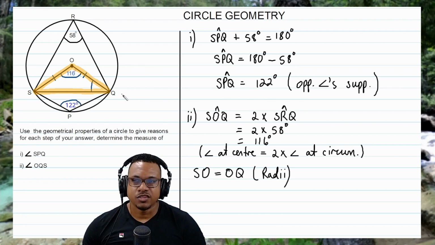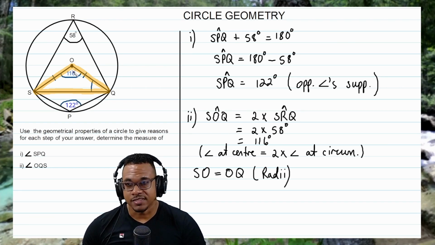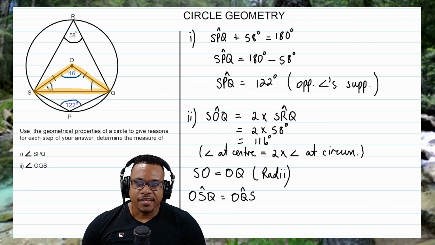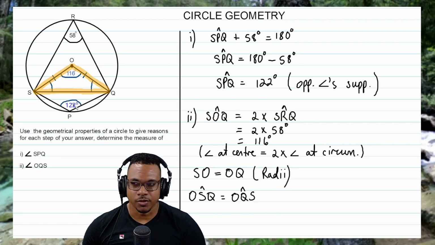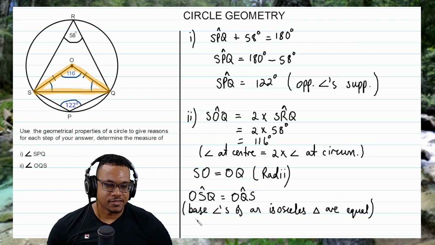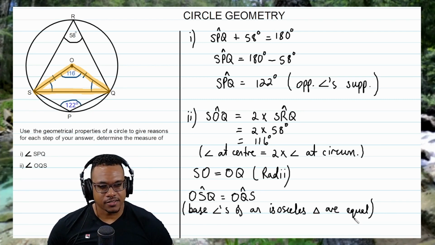And this angle SQO that we want to find the measure of is one of the base angles of that isosceles triangle. We also know that the sum of the interior angles of a triangle must add up to 180 degrees. So first I'll say that angle OSQ is equal to angle OQS. So that's saying that these two angles are equal. And the reason for that would be that the base angles of an isosceles triangle are equal. So here I have my reason.